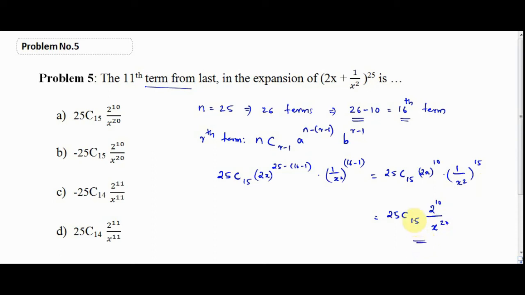So this will be the 16th term or the 11th term from the last in the expansion of (2x + 1/x²)^25. So this answer is given by option A, 25C15 2^10 divided by x^20.